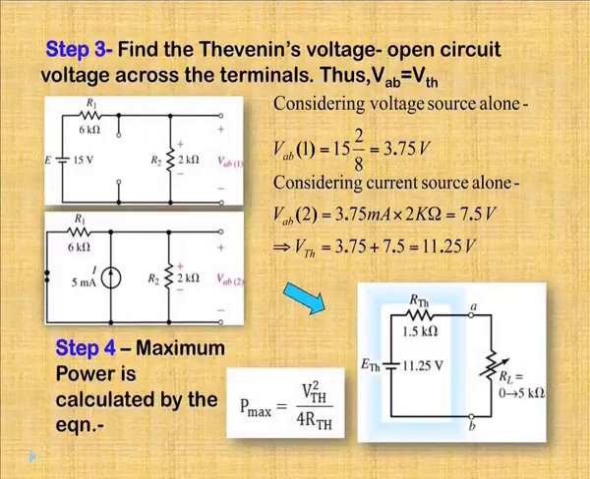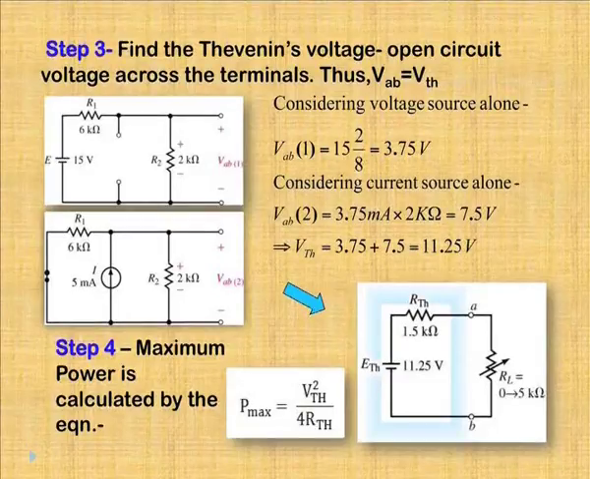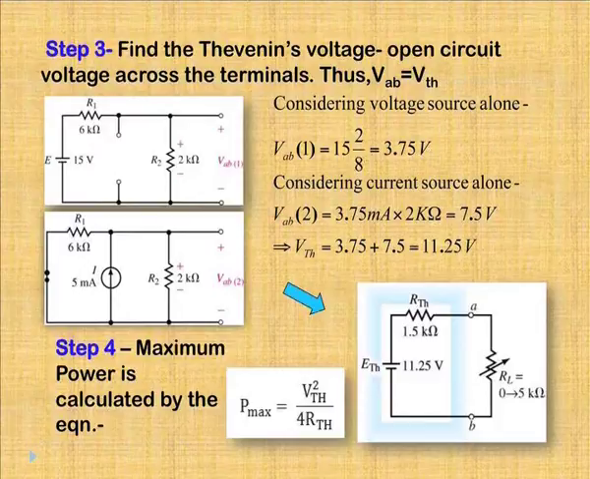Next, we will consider the current source alone as shown in the figure, and we find this voltage VAB2 is equal to 7.5 volt. Now, the total voltage becomes 11.25 volt. So, the Thevenin voltage is the summation of VAB1 and VAB2. Finally, we get our Thevenin equivalent circuit. Here the ETH is 11.25 and RTH is 1.5 kilo ohm.